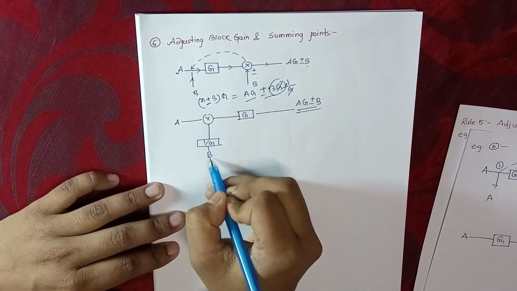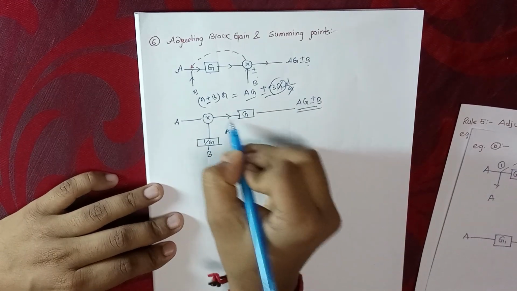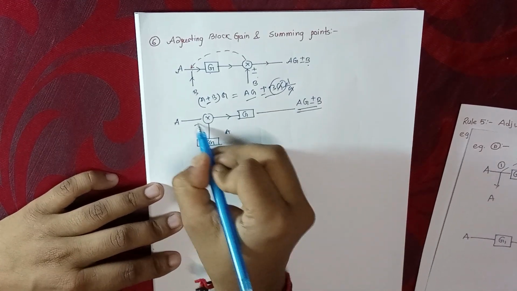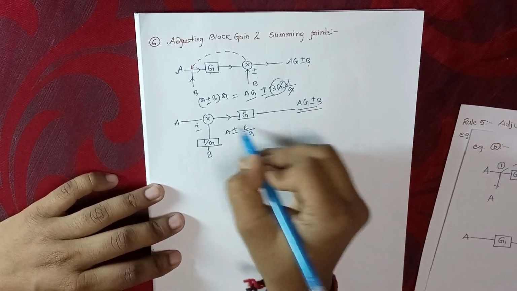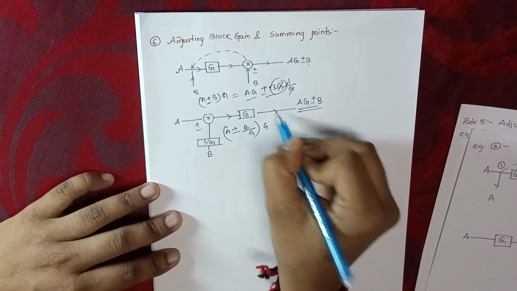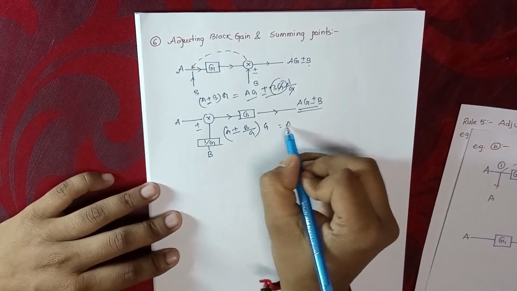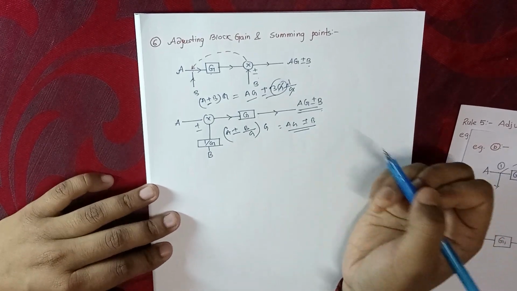So if I multiply that input term with 1 by G, then here the output is A plus minus B by G. After that G is there. If we multiply it with G, then here the output will be AG plus minus B. I will get my required output.